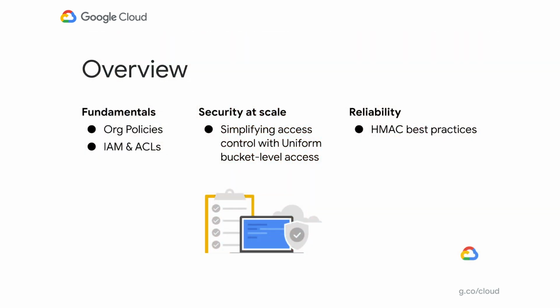Now, I'd like to show you how these features can help you secure your data at scale. To start, I'll go over fundamentals like org policies and the differences between Cloud IAM and GCS ACLs. I'll also explain how uniform bucket level access simplifies access control at scale, and then I'll conclude with some best practices for using HMAC keys with GCS.